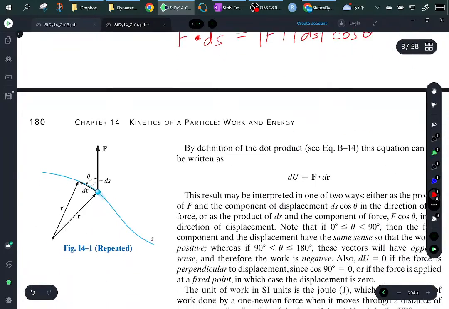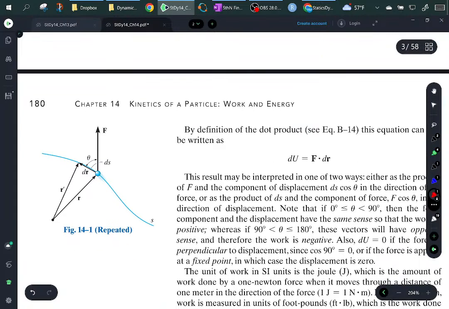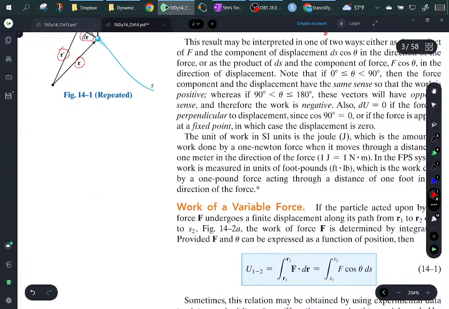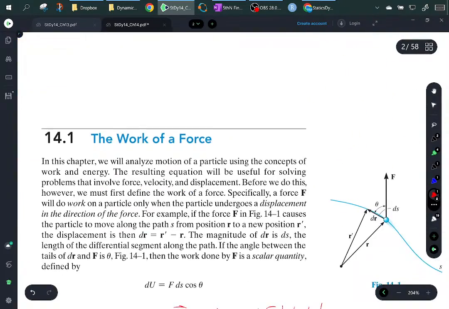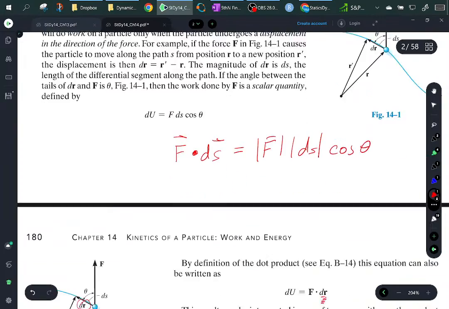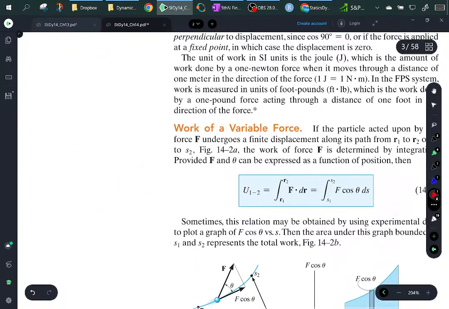As you move through here, he also said the r is the displacement. So there's dr, there's your r, there's the r at the new time. I don't know what this repeated means, unless, yeah, it's the same picture as before. Then he goes through the work of a variable force.